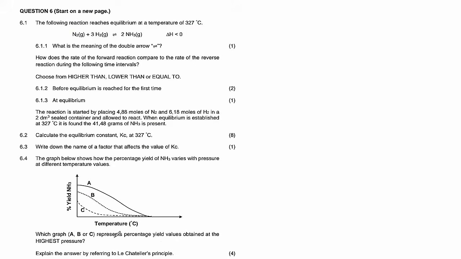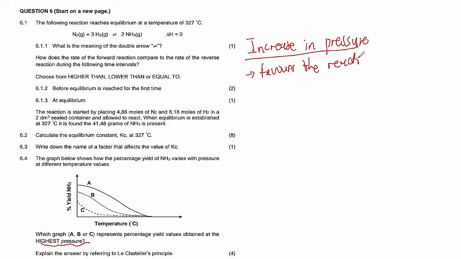Now this comes from knowing this, right? So if they're saying at the highest pressure, let's note an increase in pressure. This is what we know. An increase in pressure, according to Le Chatelier's principle, we know that an increase in pressure will always favor the reaction that produces less number of gas moles, right? So always less number of gas moles, right?